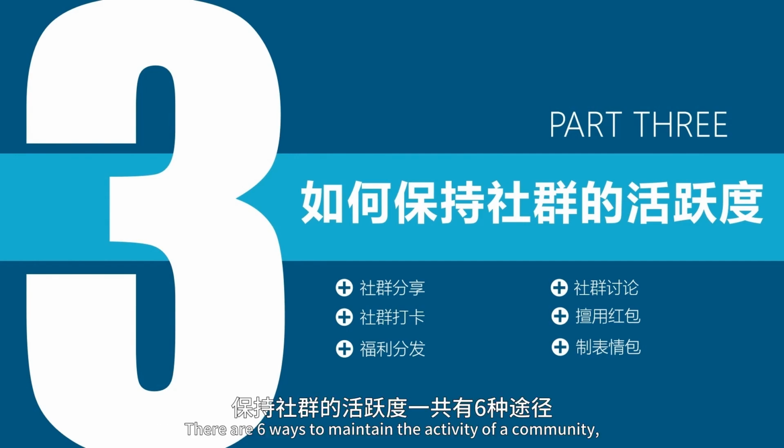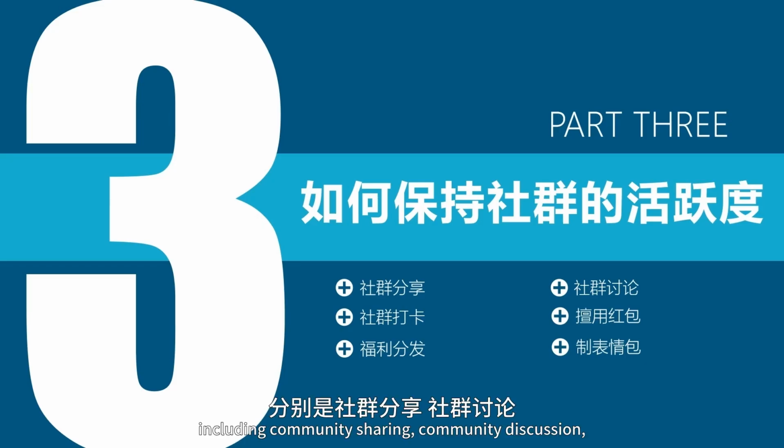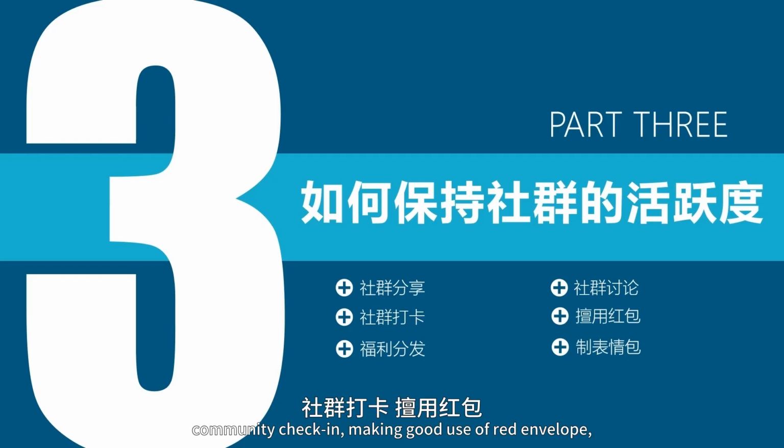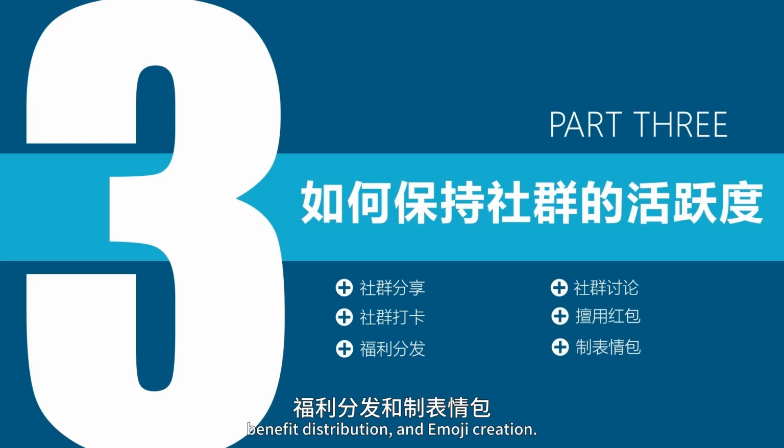There are 6 ways to maintain the activity of a community, including community sharing, community discussion, community check-in, making good use of red envelope, benefit distribution, and emoji creation.